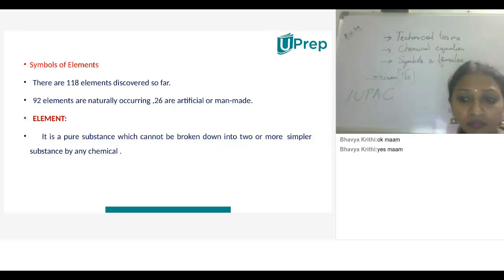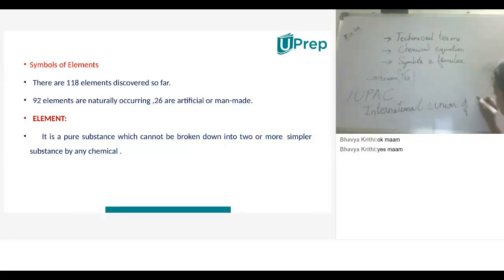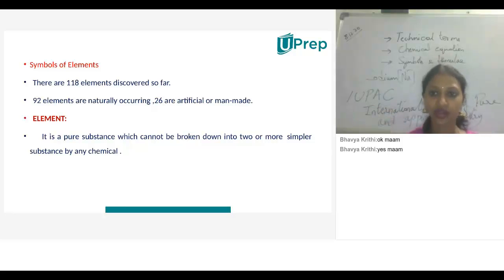Can you tell the full form again? International Union of Pure and Applied Chemistry. I'll write it. So the elements that we find out should be recognized by IUPAC, International Union of Pure and Applied Chemistry, and only then will we get all these elements.